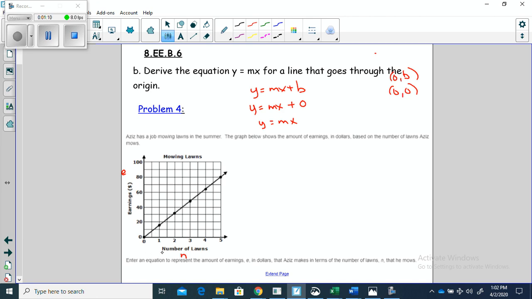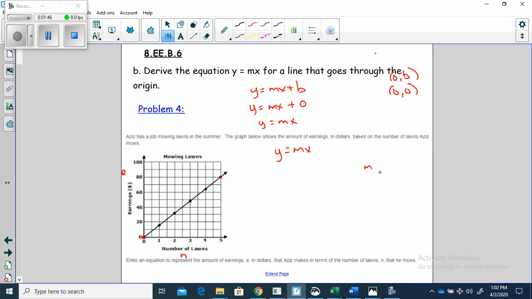Now look, the number of lawns is done in halves: half a yard, 1 yard, 1.5, 2, 2.5, 3. And here these are done in tens: 10, 20, 30, 40. So let's write our equation. We're starting with y is equal to mx because our b is 0 and it's not important. It doesn't go in the equation. Let's find a place where we're on a grid line perfectly, because we need to be perfectly on a grid line.